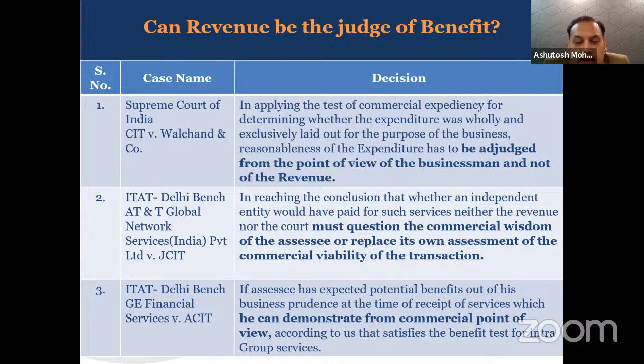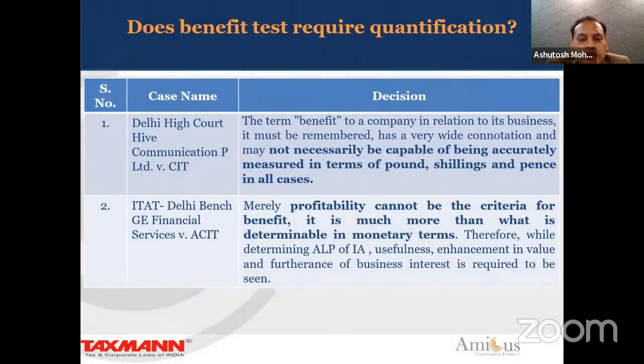That will still stand. All I need to do is substantiate it with the circumstantial evidence of emails, presentations, and whatever evidence that I have that yes, it is not just a profit shifting device, but indeed these services were received. So we have a lot of support on this point from the courts.